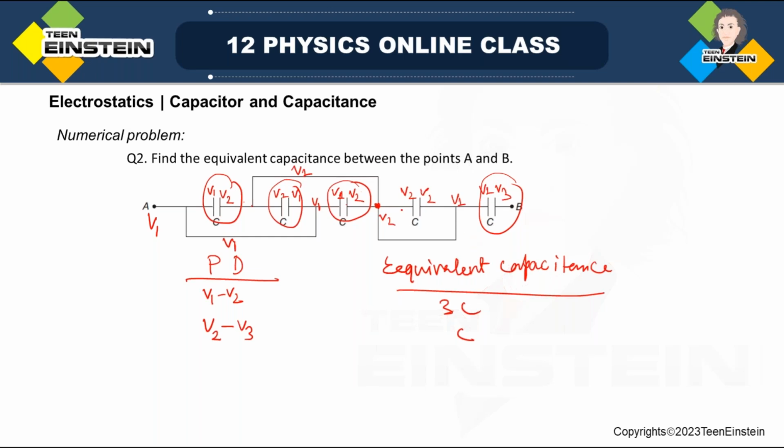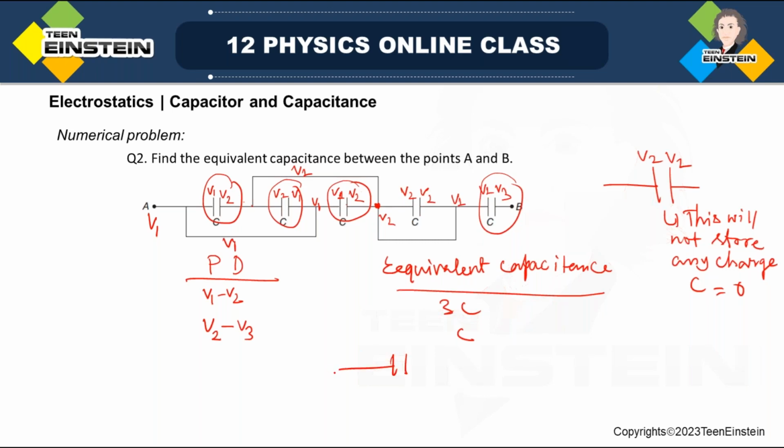But what about this one? Both the plates are at the same potential. That means this will not store any charge, so capacitance will be 0. We have to take capacitance 0 for this, so we don't have to consider this one. And the other things are all in series. Look how.